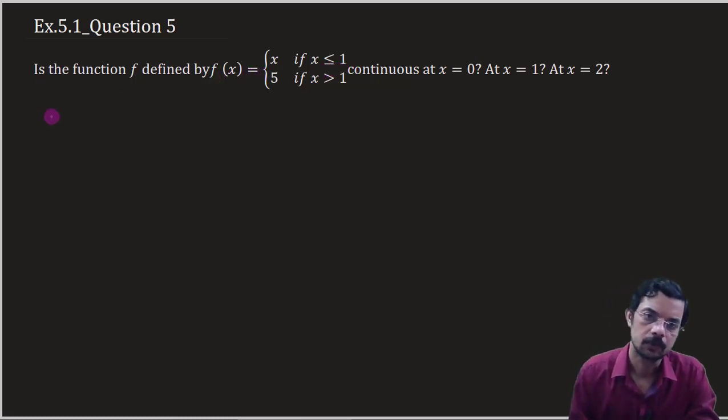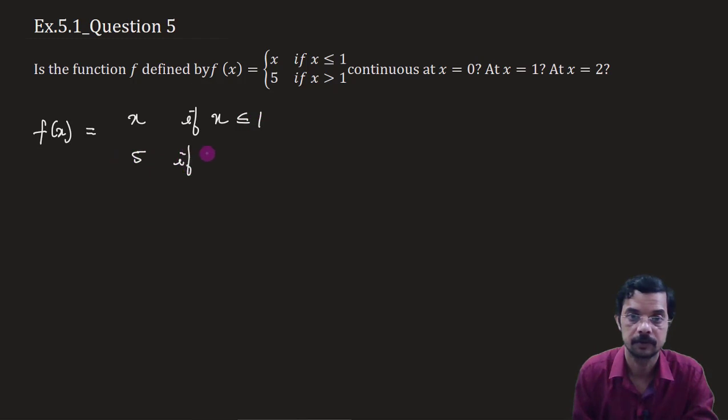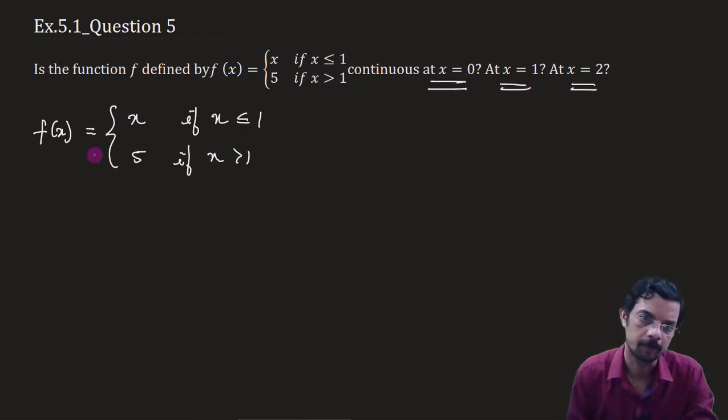Okay, so f of x is defined as f of x equal to x if x is less than or equal to 1, and it is defined as 5 if x is greater than 1. So we need to check the continuity of this function at x equal to 0, at x equal to 1 and at x equal to 2. Okay, now let us check it at x equal to 0.